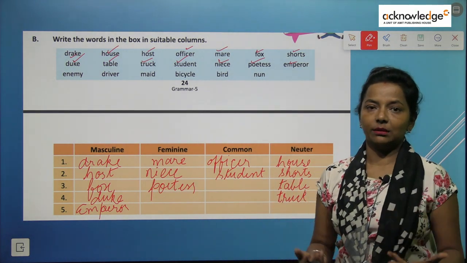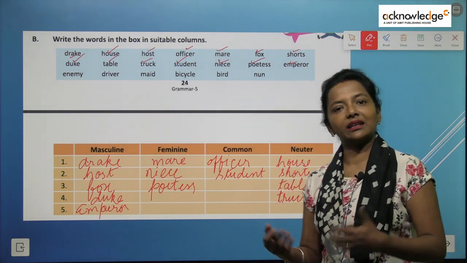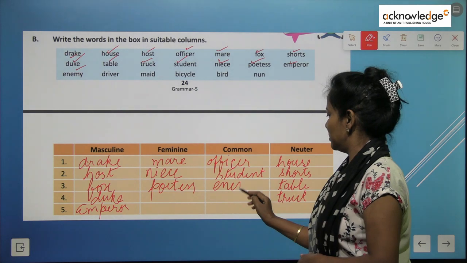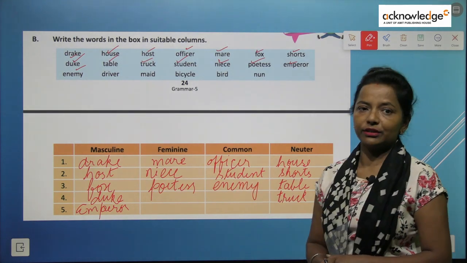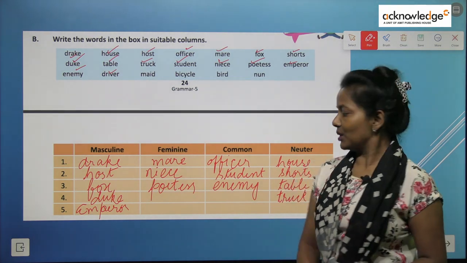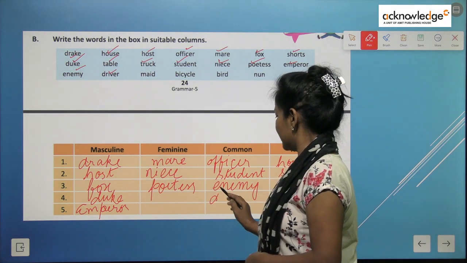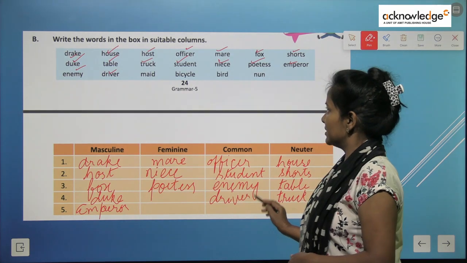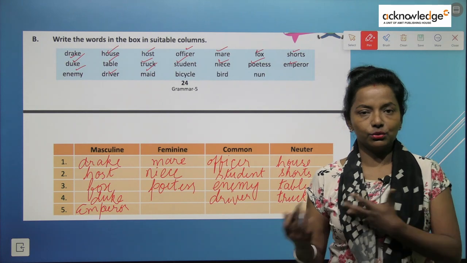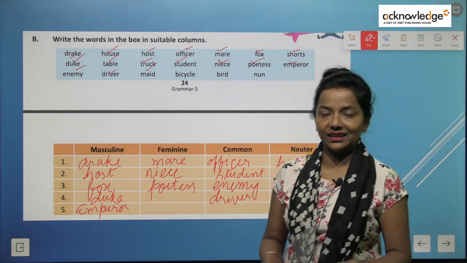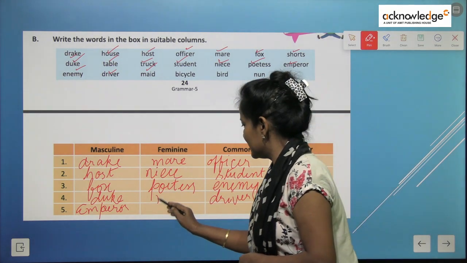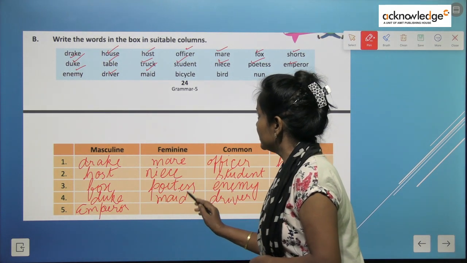Enemy. Children, enemy can be a male also and a female also. So enemy is a common gender. Enemy, common gender. Driver. A driver can be a male also and a female also. So driver is also a common gender. Maid. Maid comes to your house to do the dusting, to do the cleaning. So maids are female. So maid is a feminine gender.